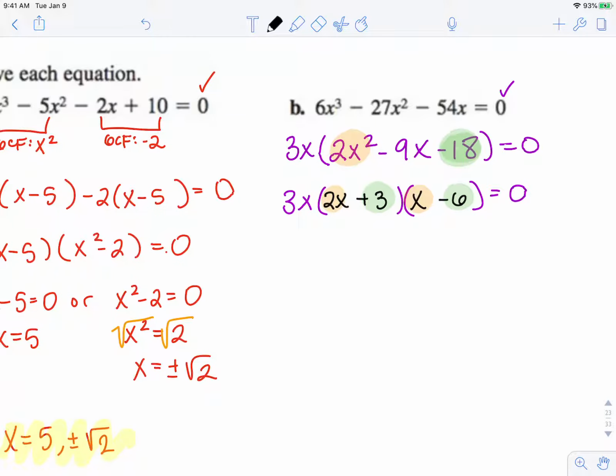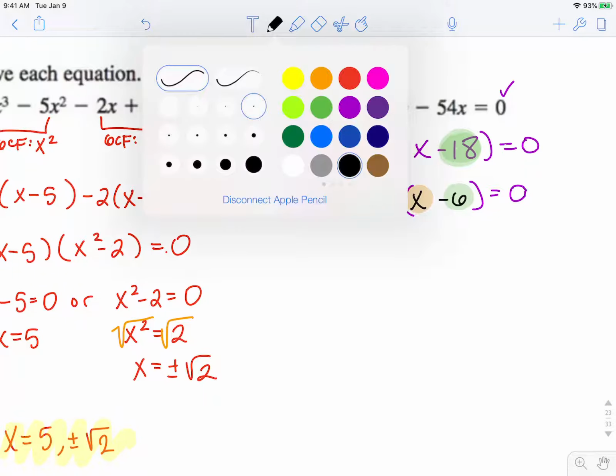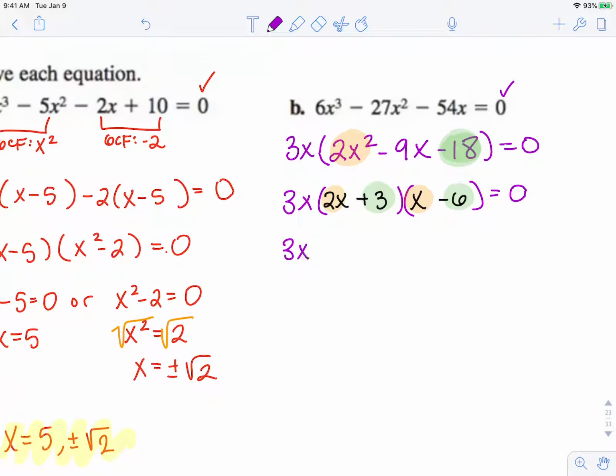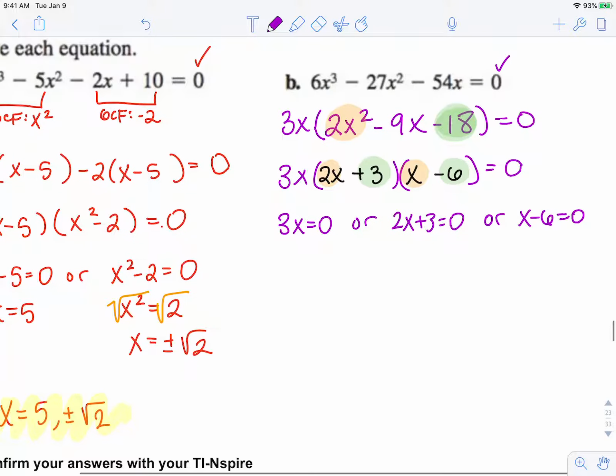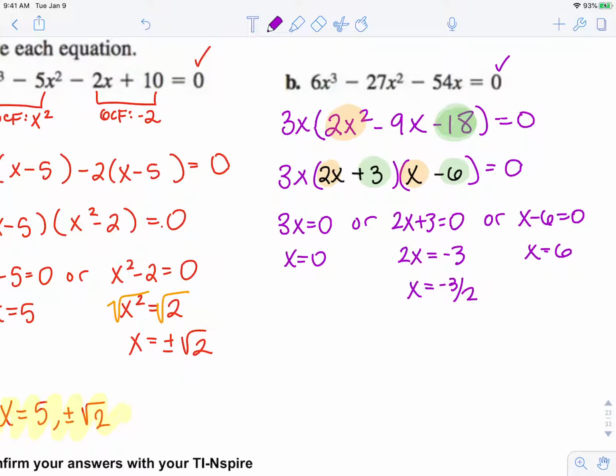Now I'll use my zero product property. 3x equals 0, or 2x plus 3 equals 0, or x minus 6 equals 0. My first equation I divide by 3, x equals 0. My second equation I subtract 3, then I divide by 2. And my last equation I add 6, x equals 6.